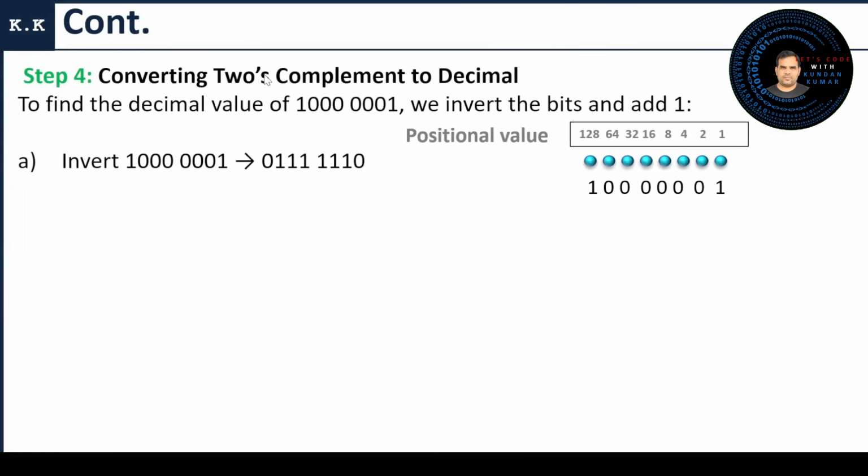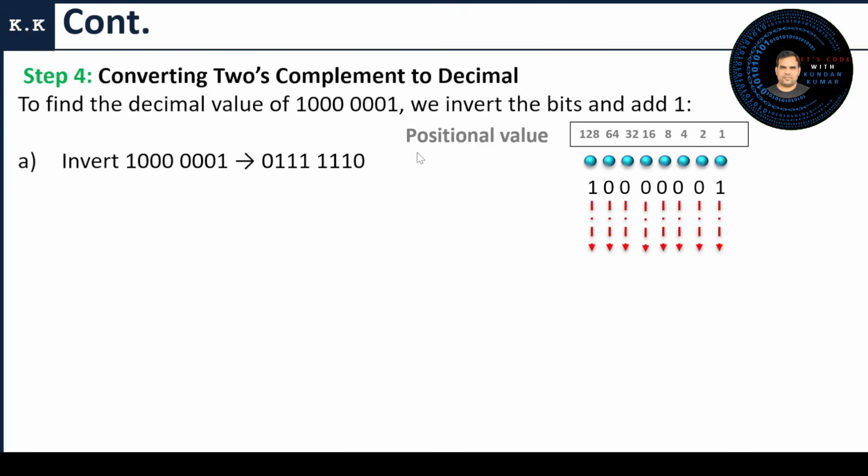Okay, so converting the 2's complement to decimal. What is the decimal value of this one? This, we can see, is 129, you know it. We invert this bit and add 1. What happens? First of all, you invert this number, which is already in the integer, into the ones complement.